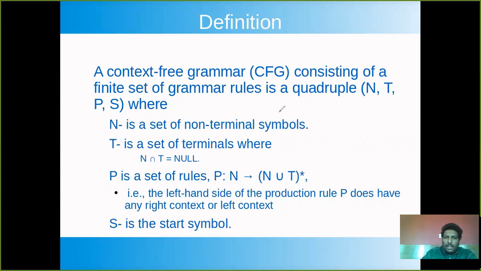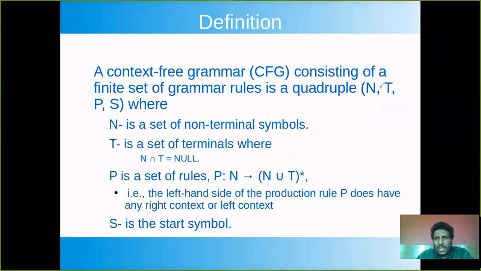Okay, P is a set of rules or production rules, indicated by N union T star, all the possible combinations. We will come to know more clearly about these things; we just keep the definition in mind. Mainly, earlier cases it was a quintuple, but here it is a quadruple.